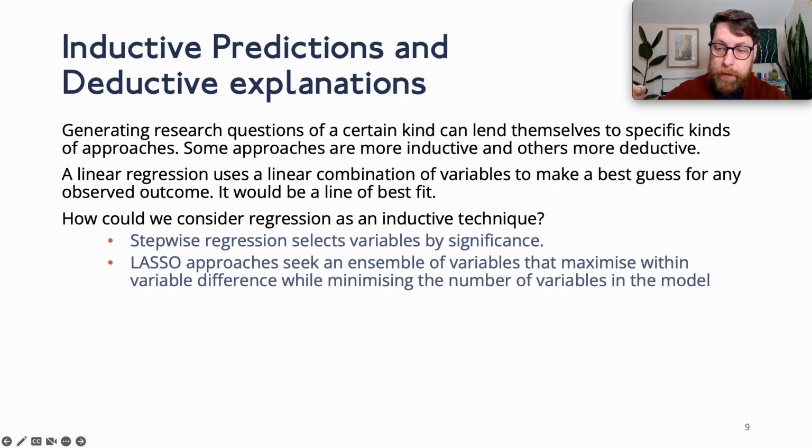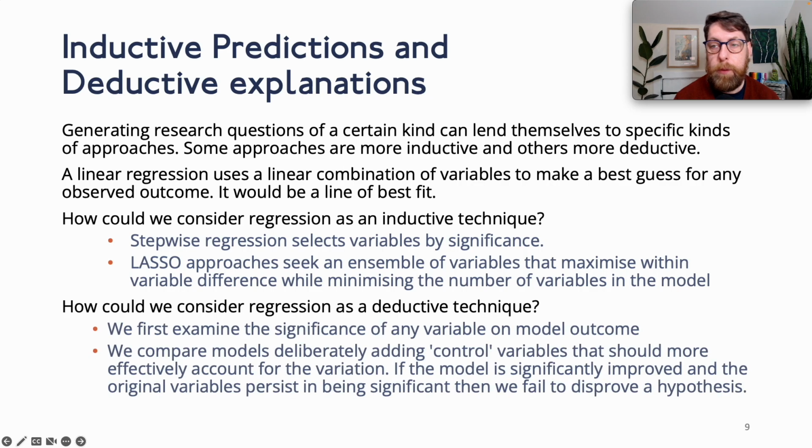So we think that, well, if we use these variables, the model will have a better fit. Or if we don't use these variables, the model will have a better fit. And so then that can become inductive. But as a deductive technique, it's almost pretty straightforward. We examine the significance of any model in a regression. We say, oh, this really contributes to that model.